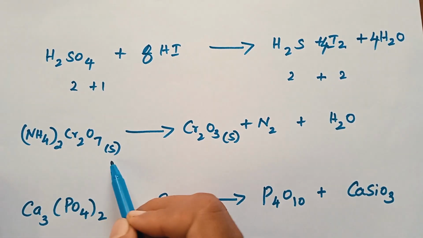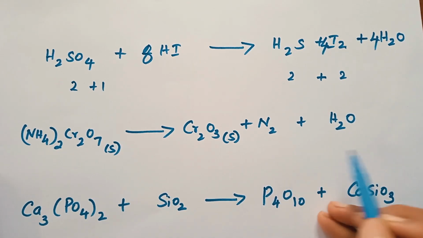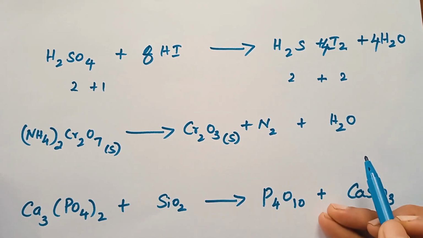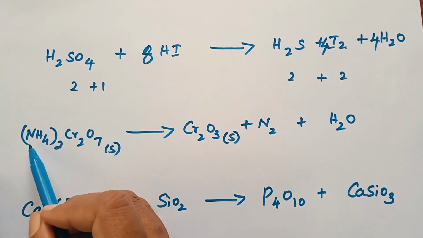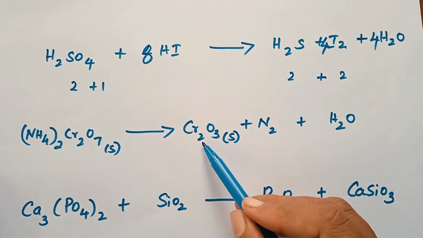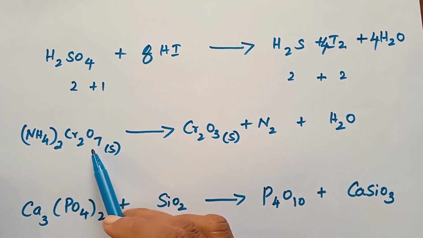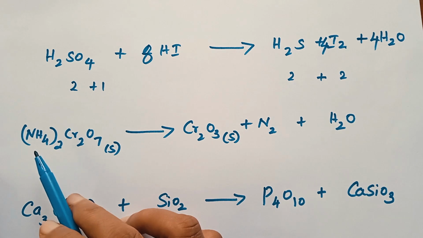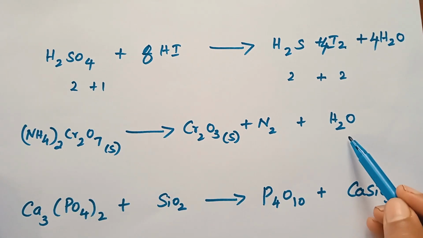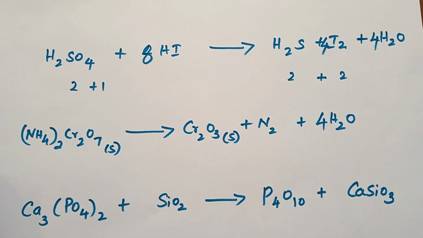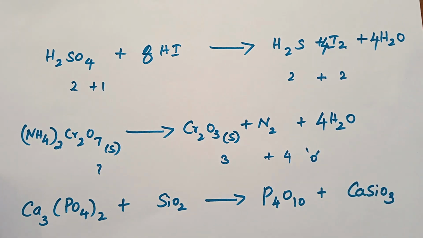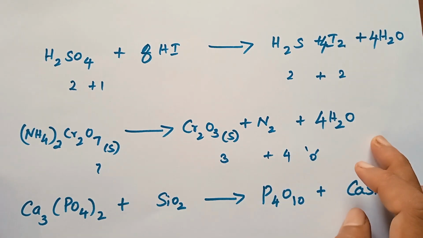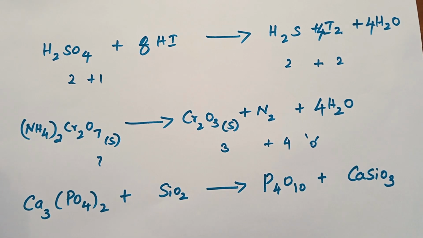(NH4)2Cr2O7 gives Cr2O3 plus N2 plus H2O. Okay, in this case nitrogen is 2 here, here also 2, chromium is 2, here also 2, and oxygen, first check for hydrogen. Hydrogen is 8, here it is 2. So we need to add 4 here. Now check for oxygen. Oxygen is 7. Here 3 plus 4, here also 7 oxygen is there. So the above equation is balanced. Now we'll see for the next one.